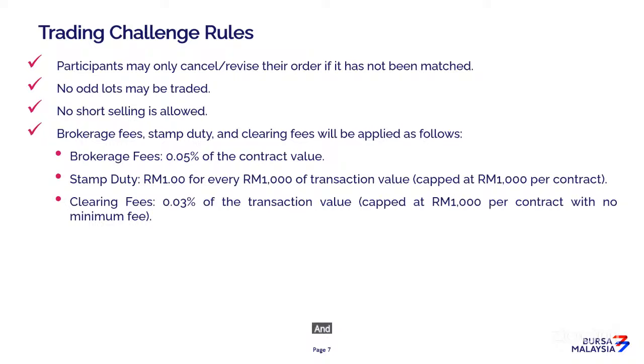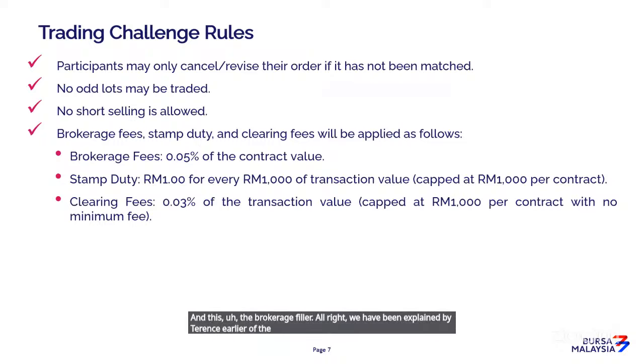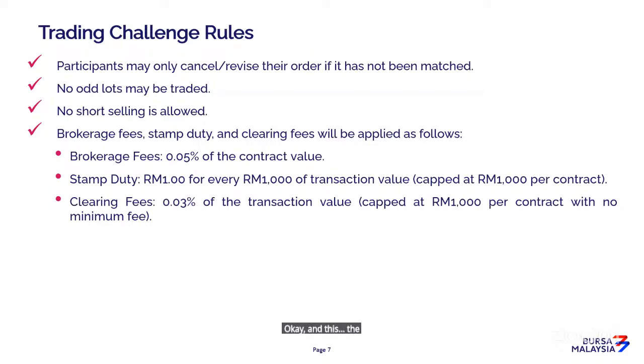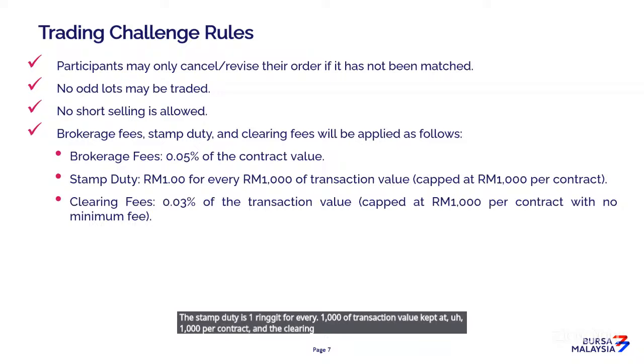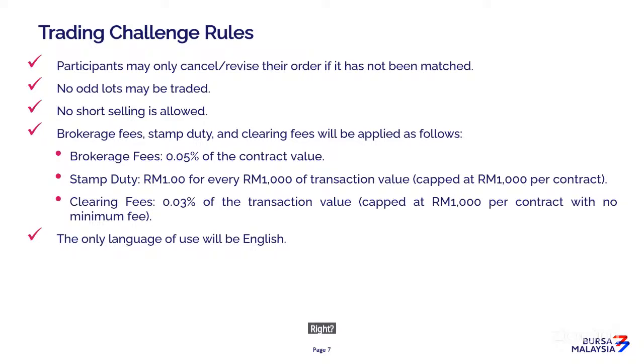And these are the brokerage fees. All right, we have been explained by Terence earlier of the brokerage fees. Okay, and the brokerage fee is 0.05% of the contract value. The stamp duty is 1 ringgit for every 1,000 of transaction value, capped at 1,000 per contract, and the clearing fee is 0.03% per transaction. Right. And the only language of use will be English.